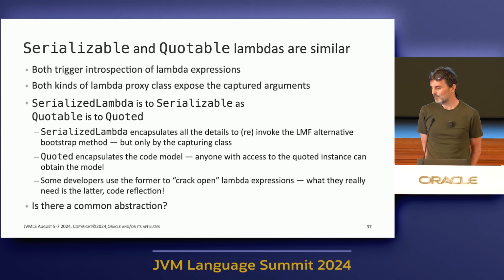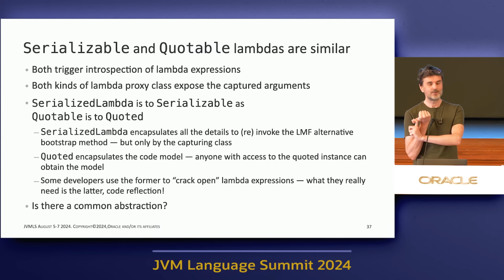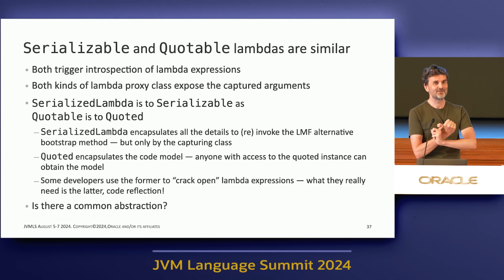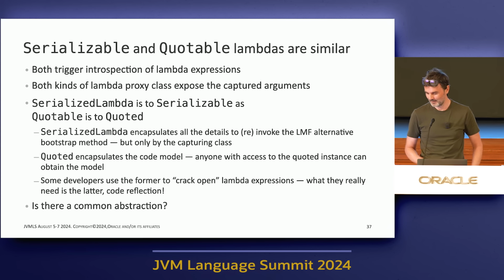So maybe there's a way to common the abstraction, or maybe we try not to tinker around too much with serializable stuff, because it's always a pain to do so. I don't know. The thing is that people were using serialized lambda before to crack open lambdas, but now you should be using code reflection when it's ready to do that instead.